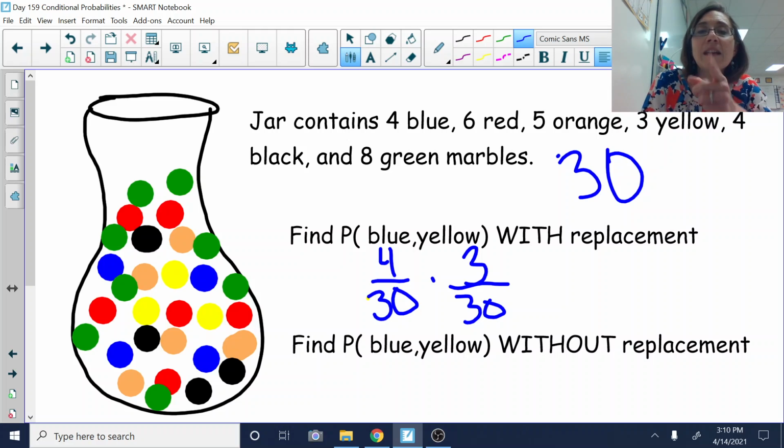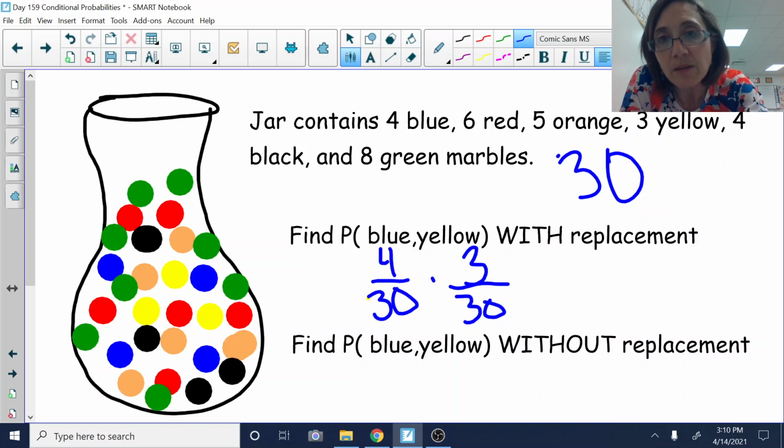Would these be independent or dependent events, though? These are independent because the fact that I got a blue, said woohoo and put it back, didn't change what was going to happen with the yellow marble. If that first marble had been green and I put it back, or black and I put it back, it didn't matter. There were still going to be 3 out of the 30 yellow marbles in there for the second draw. So now let's go back to reducing.